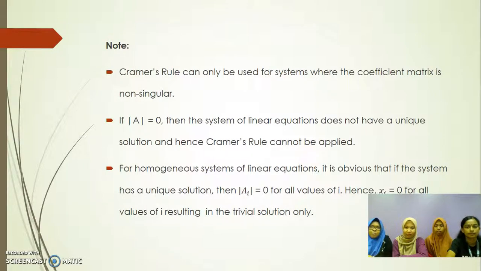Note that, first, Cramer's rule can only be used for systems where the coefficient matrix is non-singular. Second, if determinant A equal to 0, then the system of linear equations does not have a unique solution, and hence Cramer's rule cannot be applied. Third, for homogeneous systems of linear equations, if the system has a unique solution, then determinant Ai equal to 0 for all values of i. Hence, xi equal to 0 for all values of i, resulting in the trivial solution alone.